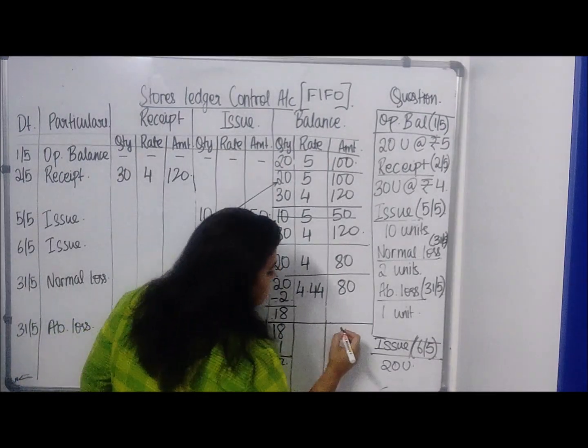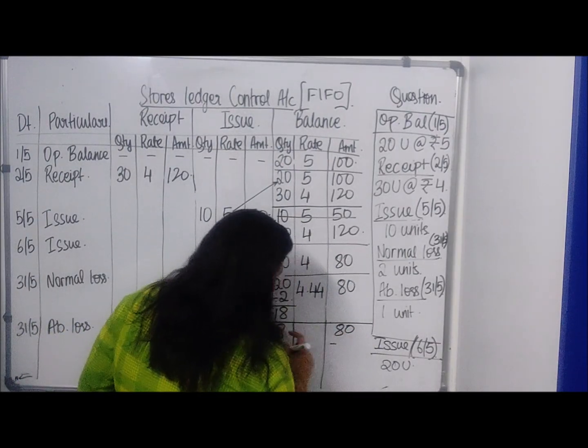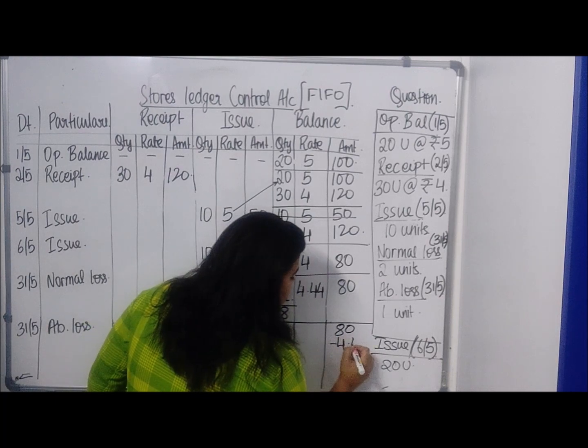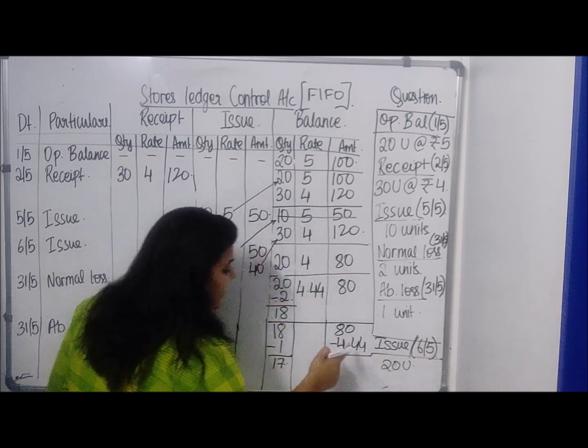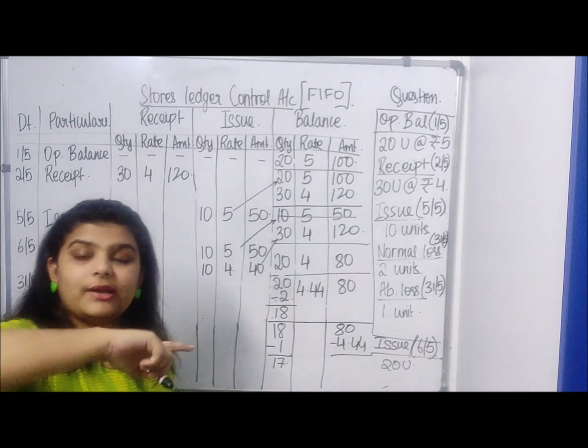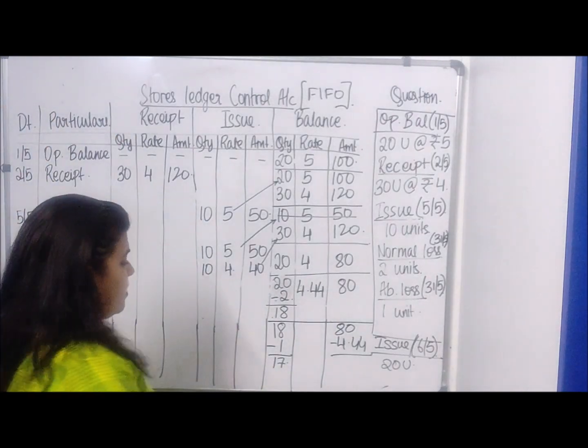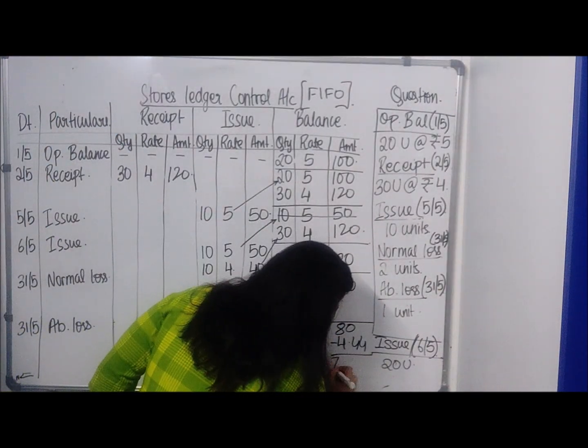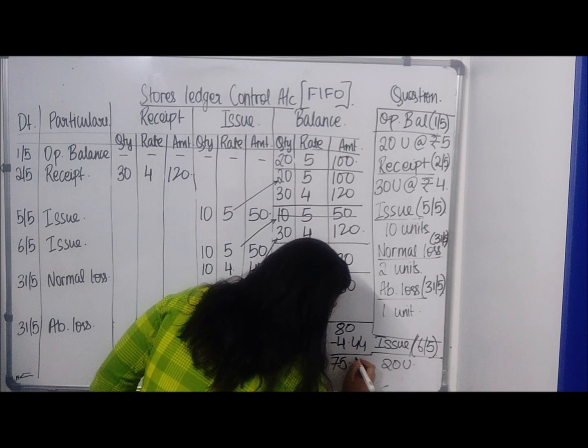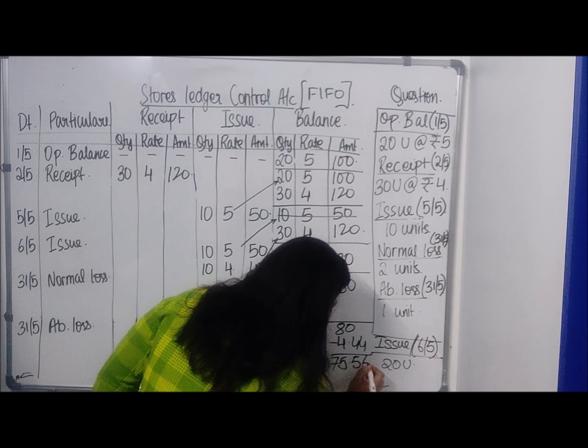This 1 unit will take its cost of 4.44. It will take away its cost also. It will go and hit my P&L account. So if I remove this, I am left with 75.56.